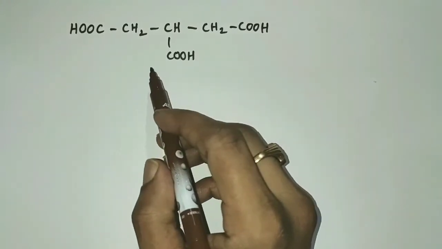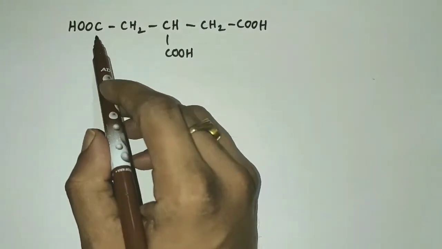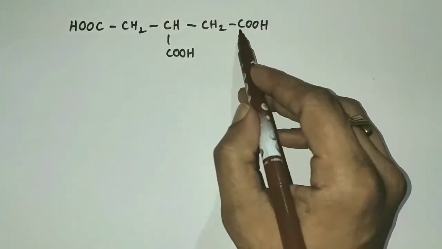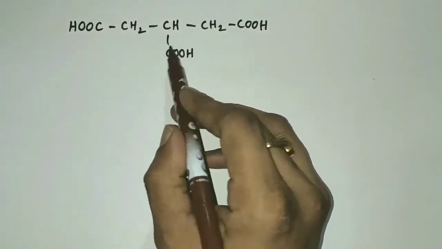Let us try to give IUPAC name for this compound. In the previous example, we got only two COOH groups. One COOH group at one end, second one is at the another end. This COOH group is not there in the previous example.